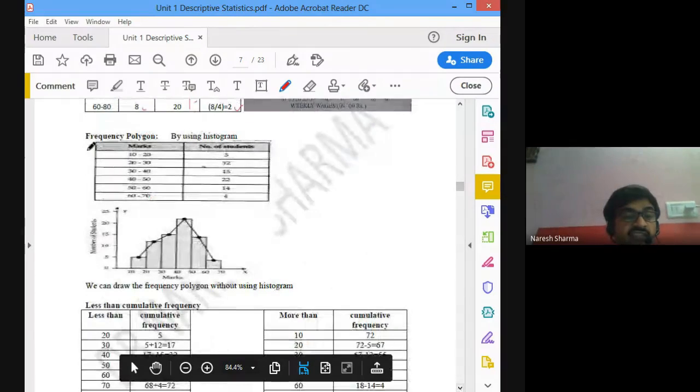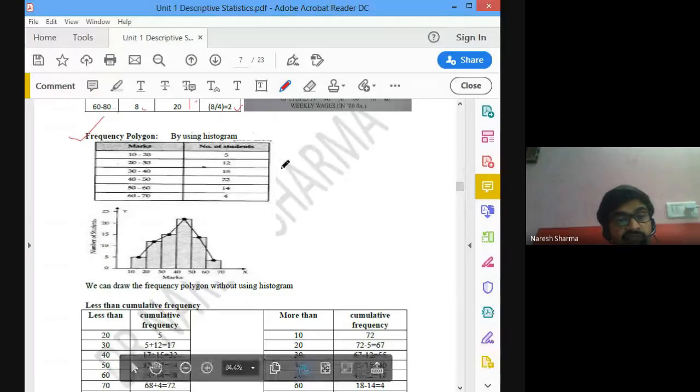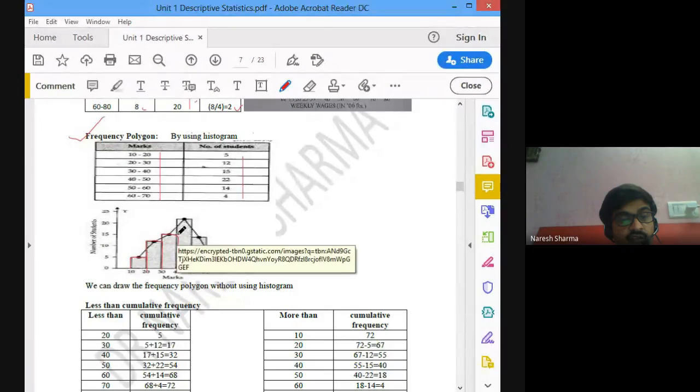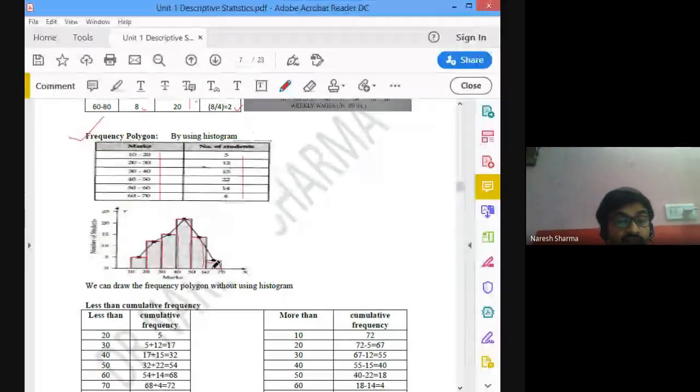The next kind of graph is called the frequency polygon. In this, we first draw the histogram. So suppose this data is given to us. We normally draw the histogram with heights as given in the statement, with 5, 12, 15, 22, 14 and 4 respectively. After that, we choose the center point of the top of each bar.